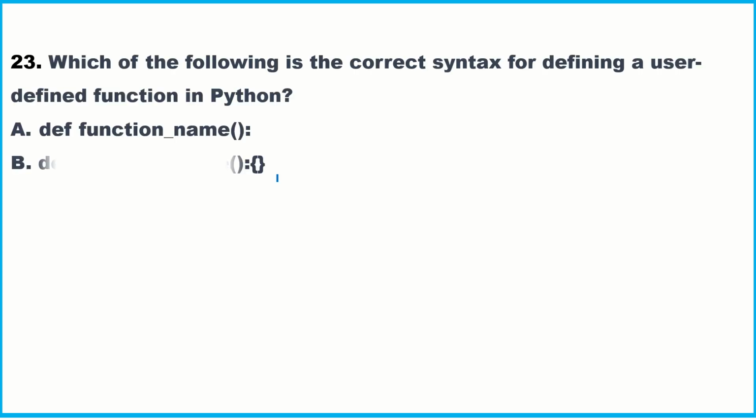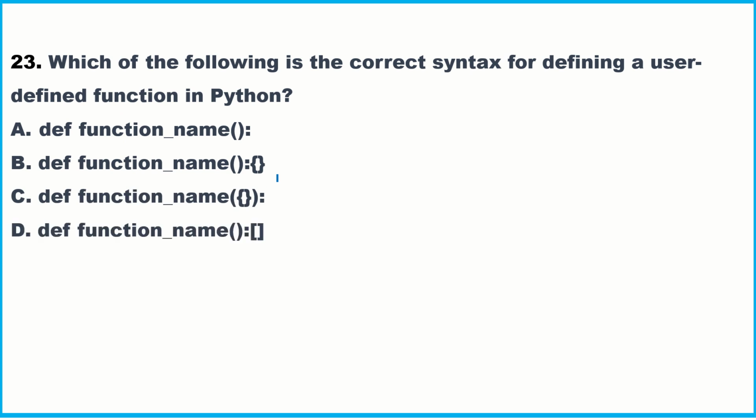Which of the following is the correct syntax for defining a user-defined function? This is the correct way: use the def keyword, function name, parenthesis, colon. The function name is the name of the function, and the parenthesis can contain any arguments that the function can accept. All the others are wrong syntax for defining a user-defined function.